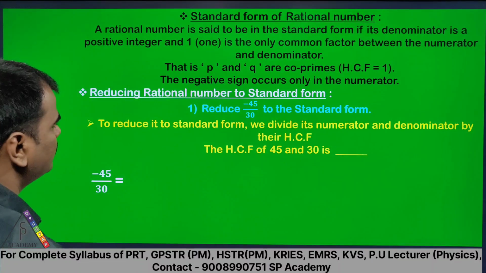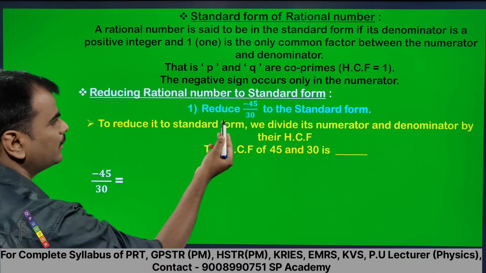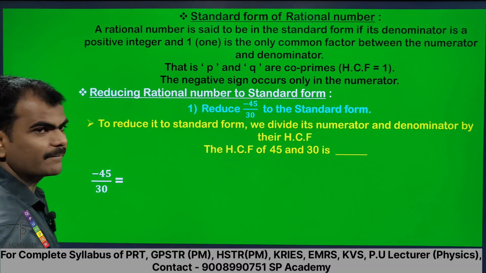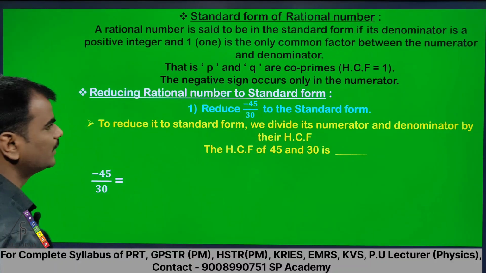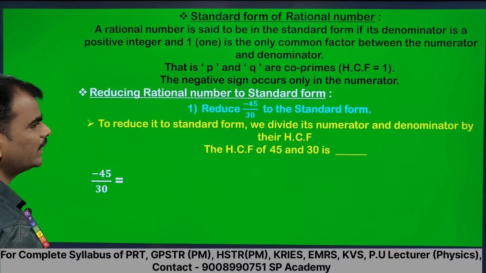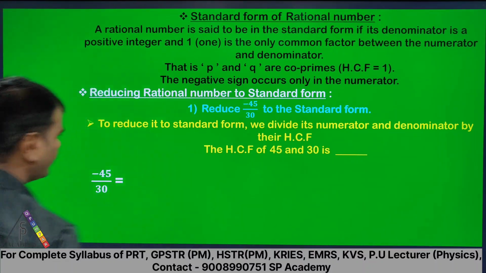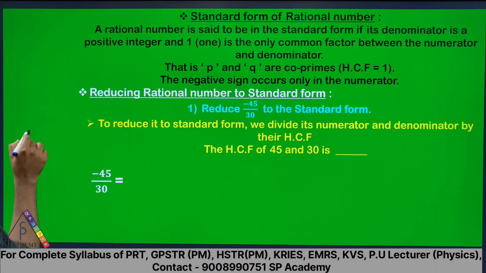Now we will see an example, reducing a rational number to standard form. Now we will reduce minus 45 by 30 to the standard form. To reduce that, we will divide numerator and denominator by their HCF. You have 45 and 30, you have to find the HCF.